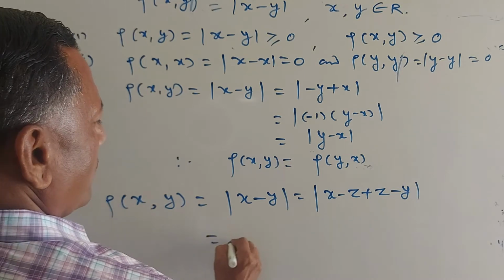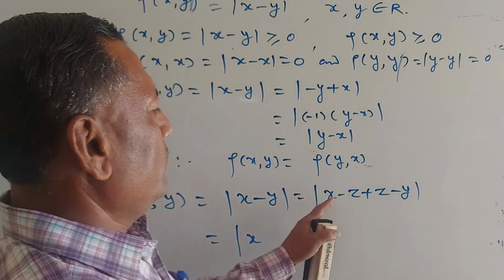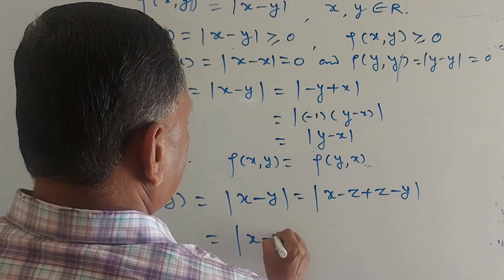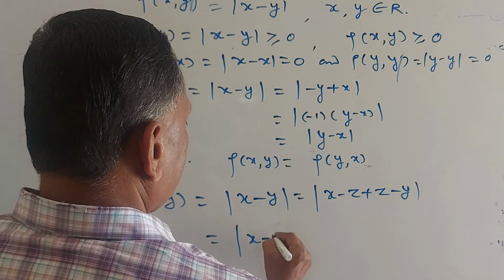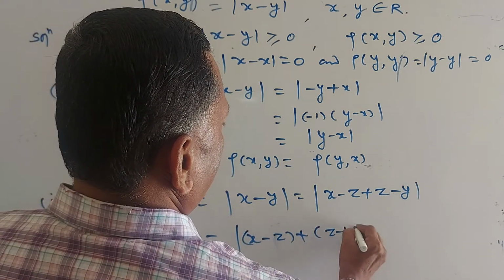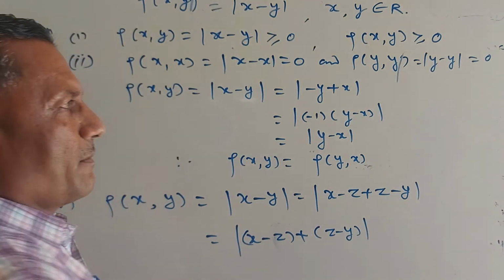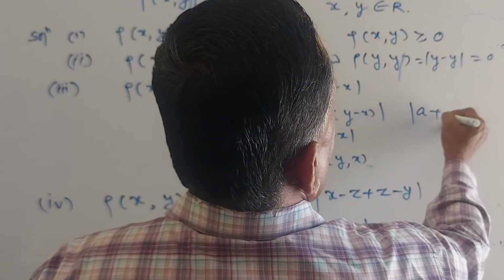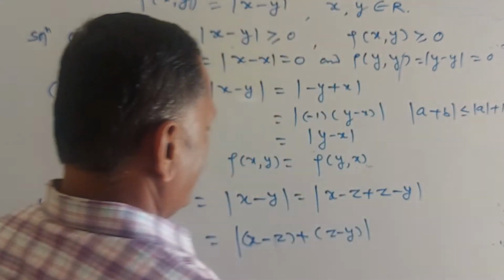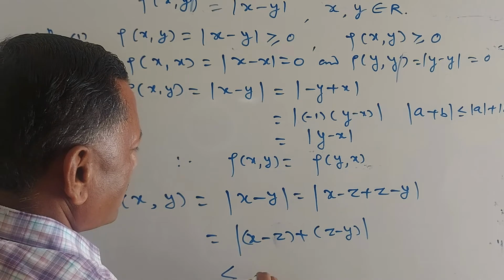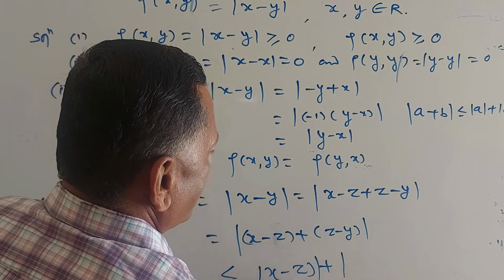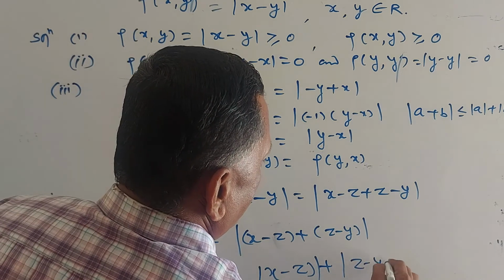So rho of xy is equal to mod of x minus z plus z minus y. Therefore, this can be written as mod of x minus z, then plus z minus y. So you know the properties of modulus, that is mod of a plus b is less than or equal to mod of a plus mod of b. Therefore, using that, this can be written as mod of x minus z plus mod of z minus y.